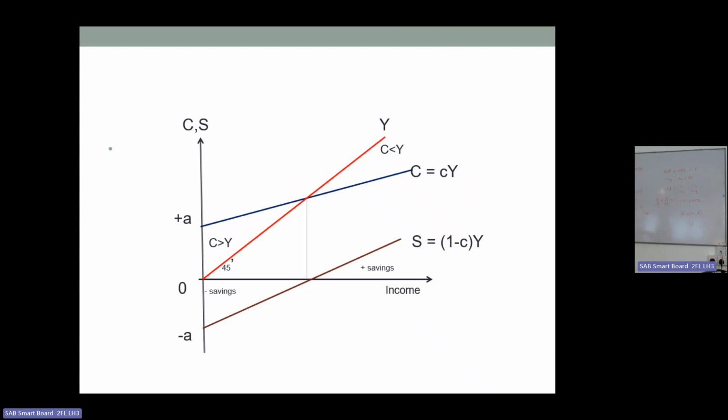And at this point, consumption equals income, at a particular income level, say Y0 or Y1. That is the intersection point, so savings equals 0 at this point. Thereafter the income is higher than consumption, so we have positive savings in this area.